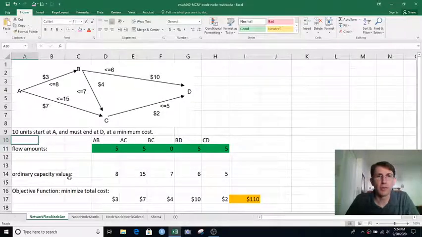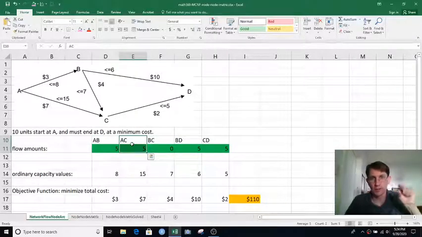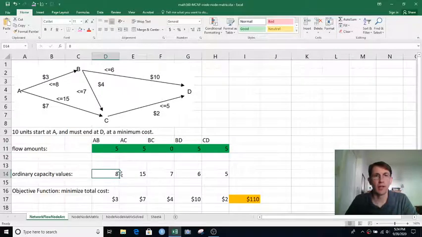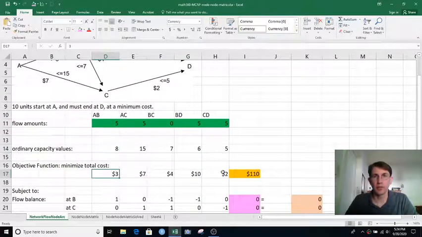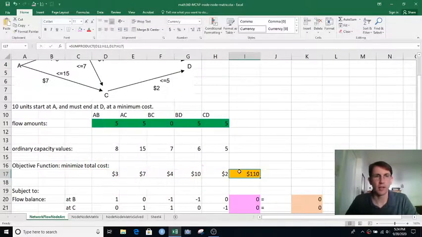Let's look at another way of formulating the min-cost network flow problem. We'll start by looking at the way we first formulated it. We had a decision variable for flow on AB and a decision variable for flow on AC, etc. And we listed them out in a row like that, one column for each road. And then we had capacity values, limits on each of those. And we had a flow cost on each of them. So we said, here's how much flow each road is getting and how much that costs per unit. So that was our objective function.